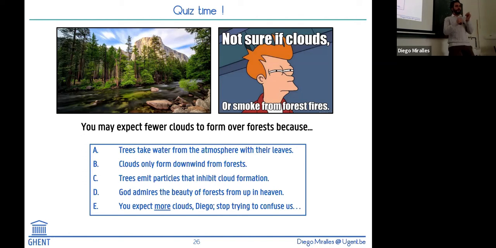So you expect more clouds, and you expect more clouds because of these cloud-forming nuclei that we mentioned. That's one factor, but not the most important. The most important is the transpiration.